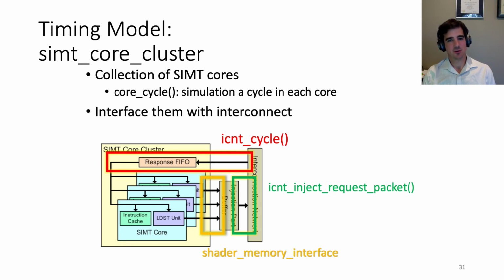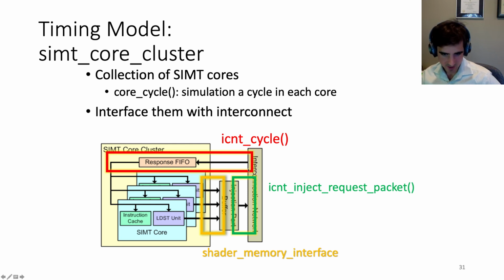What happens inside the SIMT core cluster? This is a fairly simple class. It's just a collection of SIMT cores. What it tries to do is just call this core cycle, which will call all the guts of all of the individual SIMT cores. It is also the interface with the interconnect. Remember, we said that there's this cluster that actually interfaces with the BookSim interconnect module. So when we call the interconnect cycle function, that's when the interconnect will potentially send replies back to the core cluster. That function will essentially fill this response FIFO inside the core cluster.